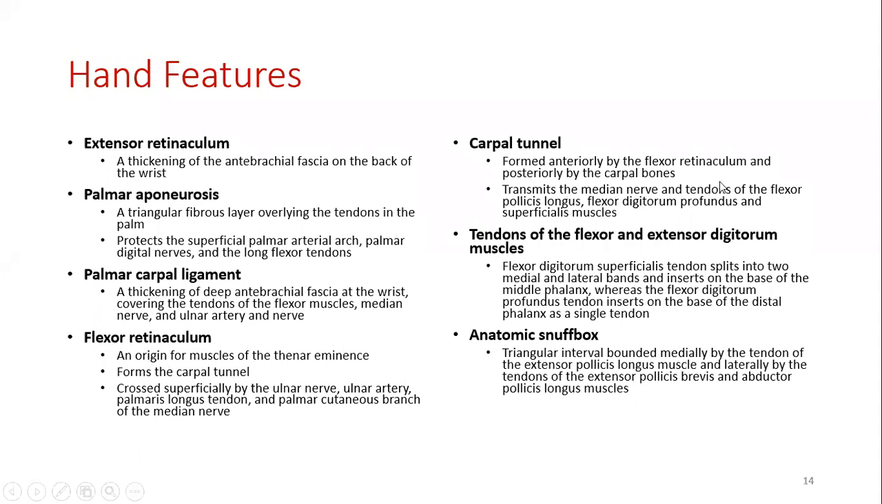It's your median nerve, and then the tendons of your flexor pollicis longus, your flexor digitorum profundus, and your flexor digitorum superficialis muscles. Okay. And then tendons of the flexor and extensor digitorum muscles. Flexor digitorum superficialis tendon splits into two. So we already talked about this when you saw the insertions of the muscles onto the phalanges, how the superficialis splits so that profundus can go through and then insert. And then we talked about your anatomical snuff box.